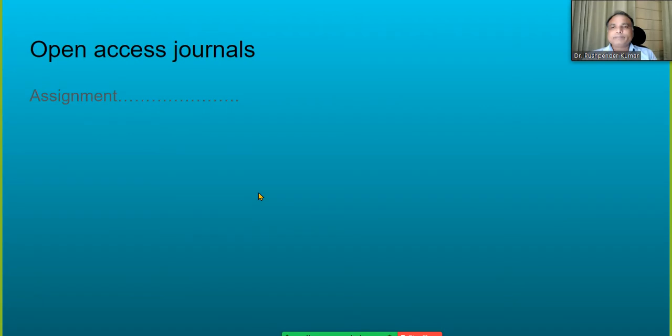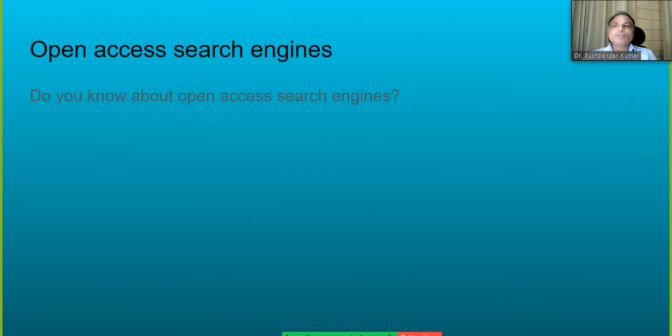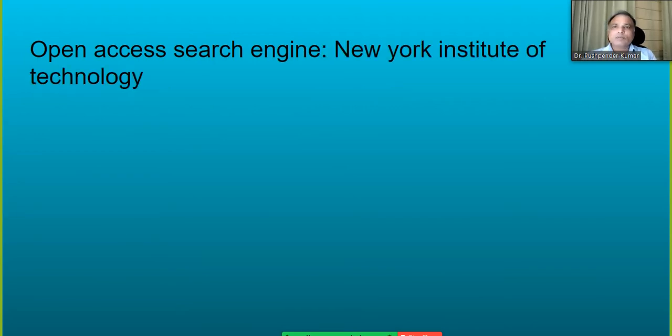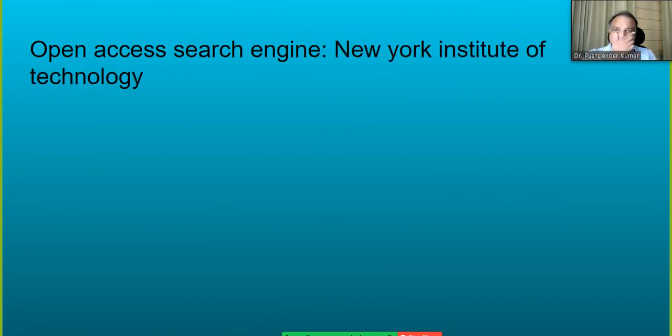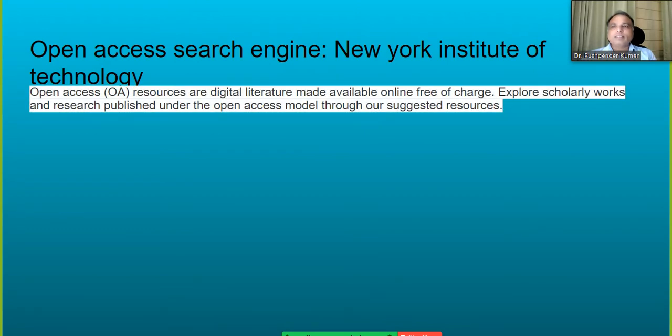And so here we have one assignment. Please note it down, everybody. I will put it on Google Classroom also. This is the fifth assignment. Do you know about open access search engines? Right? So we'll talk about that. Open access search engine, from the New York Institute of Technology. So this would be the assignment, and here you can see the answer. The New York Institute of Technology has this list.